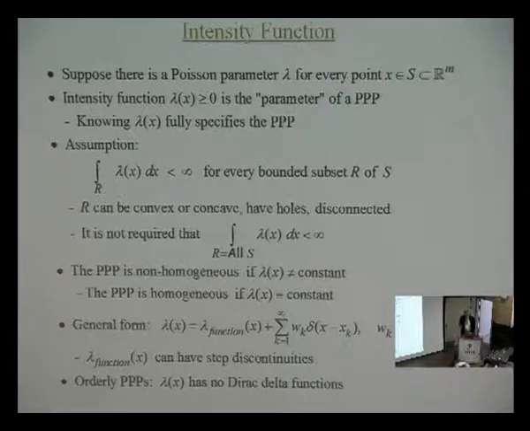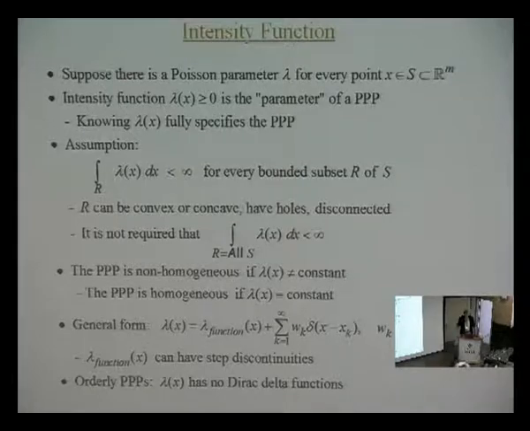The most general kind of intensity function we'll be looking at is something that anyone in EE understands immediately. The intensity function will be an ordinary function, lambda subfunction, plus a train of delta functions with known weights w located at each of the points x of k. That's the most general form that we will encounter. It is not required that the ordinary function be continuous.